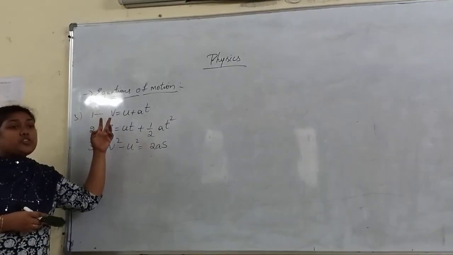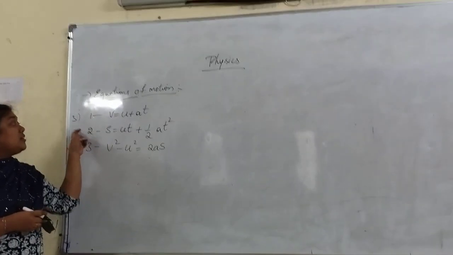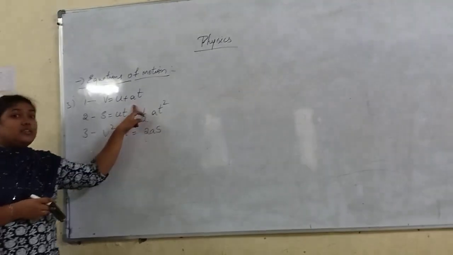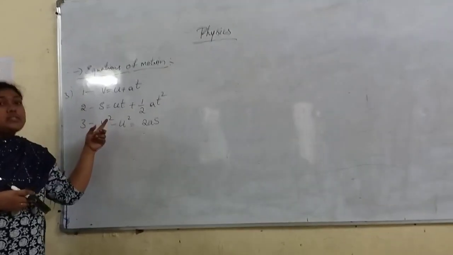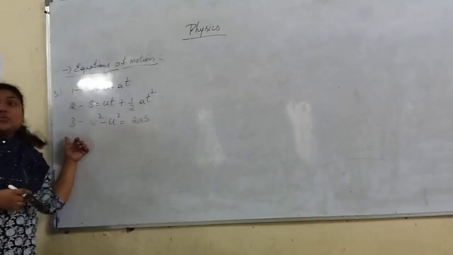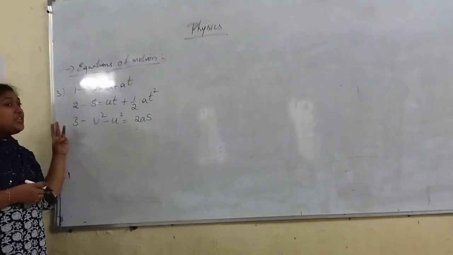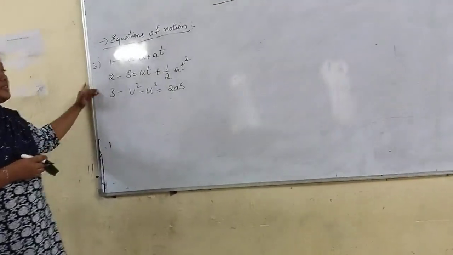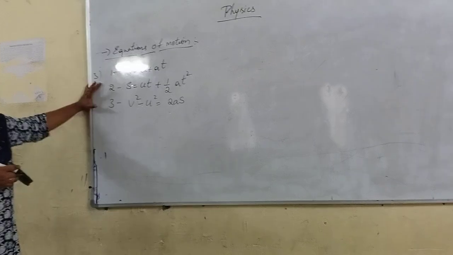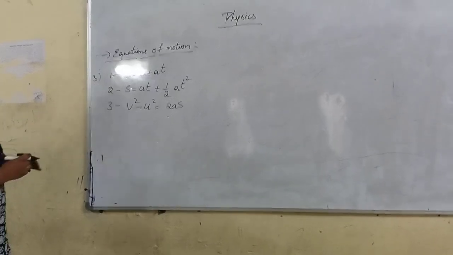Going to deal about equations of motion. The first equation will be v equals u plus at, and the second one is s equals ut plus half at square. The third equation will be v square minus u square equals 2as. So in equations of motion we have three equations, and we are going to derive these equations, how these equations came.